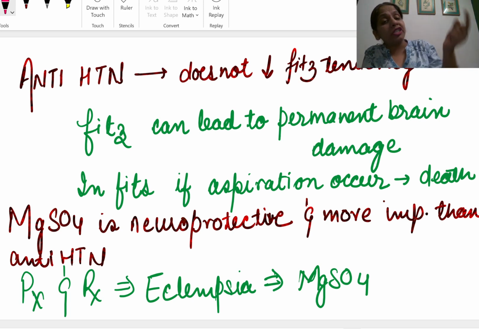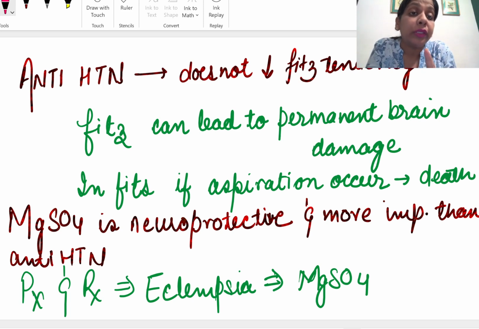The change of vasospasm into fits is blocked by magnesium sulfate. The change of vasospasm into vasodilation is blocked by antihypertensive. Magnesium sulfate is neuroprotective because it is decreasing the fit tendency, and is more important than antihypertensive. Okay, so what is the prophylaxis of eclampsia? To prevent fits, what do you do?